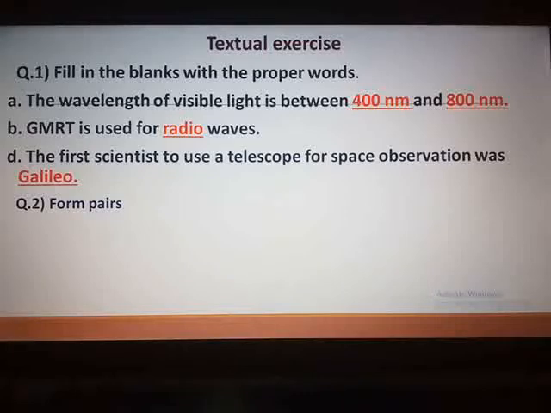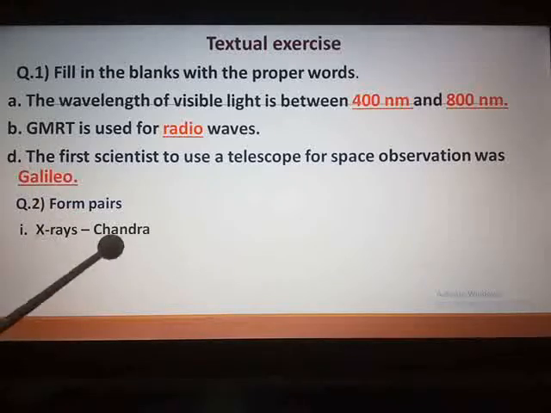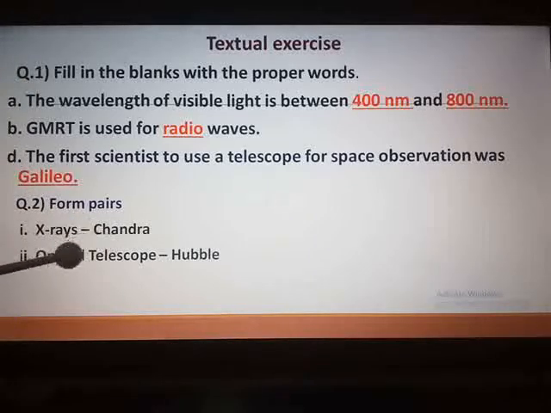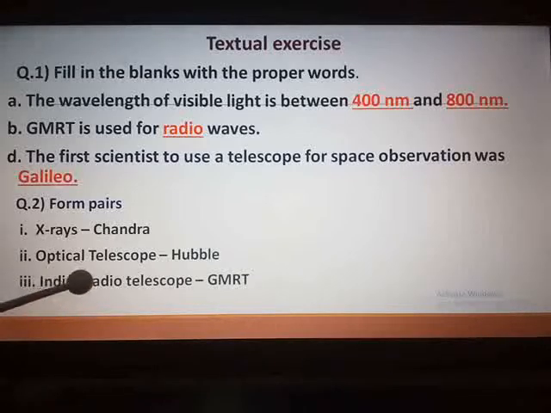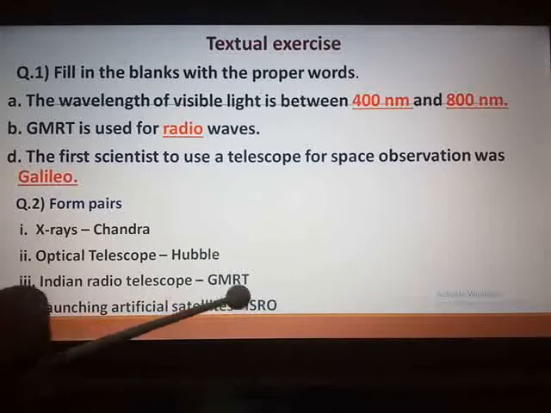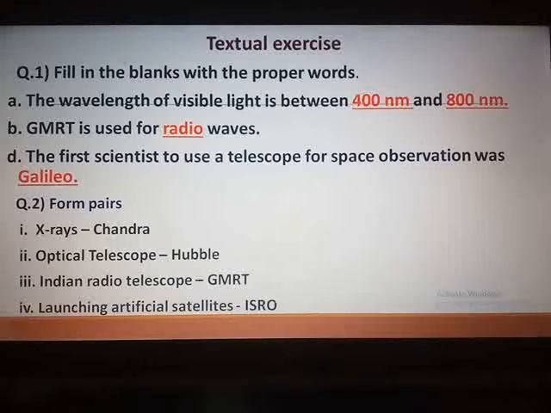Question number 2, form pairs. Here also actually the first and third should be omitted, but as it is match the columns, I have included them. First one, X-rays, Chandra. Second, optical telescope, Hubble. Both these are on the reduced part of the syllabus. So take a note, just go through them. Nothing will be asked in the exam. Indian Radio Telescope, GMRT. And the fourth one, launching artificial satellites is done by the Indian Space Research Organisation, ISRO. So we have completed up to question number 2. Questions number 1 and 2 are over.